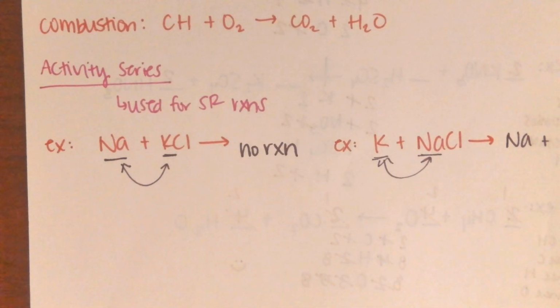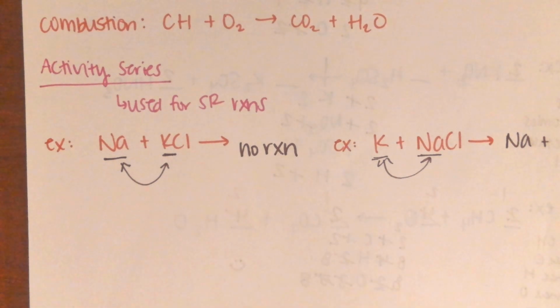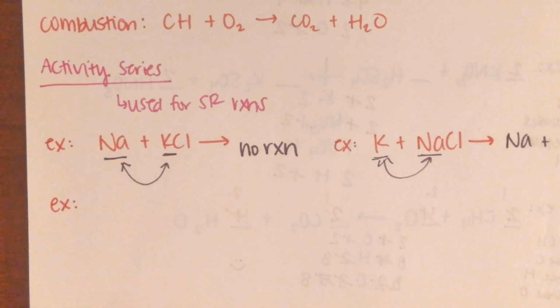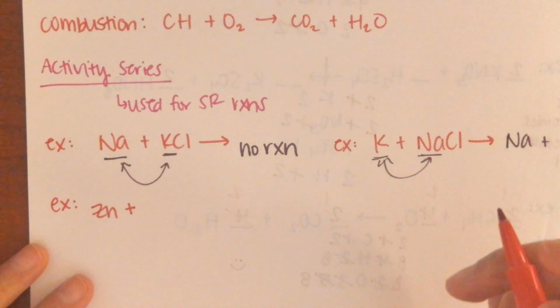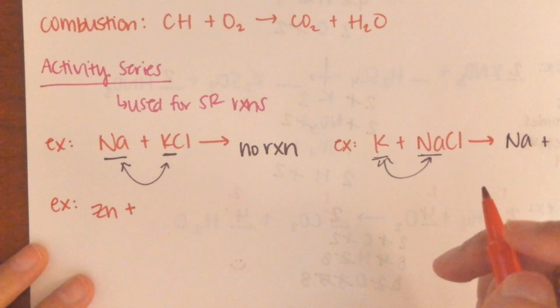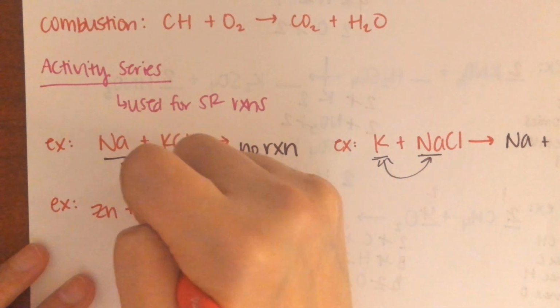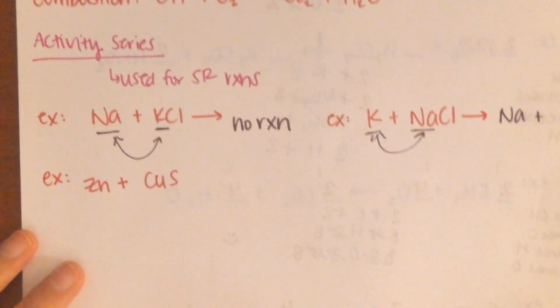And actually at the same time right now we are predicting products. After single replacement, I'm going to show you how to predict products for double replacement reactions. So let me give you one other example for single replacement. Let's say I give you zinc plus Cu, so copper sulfide.